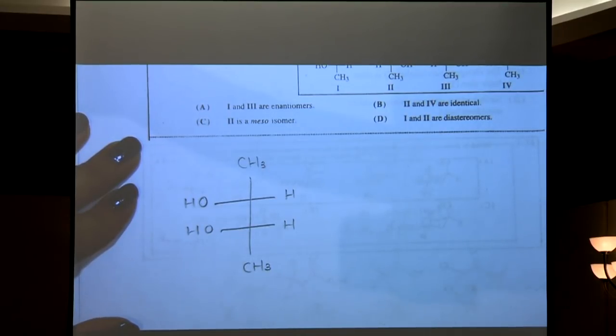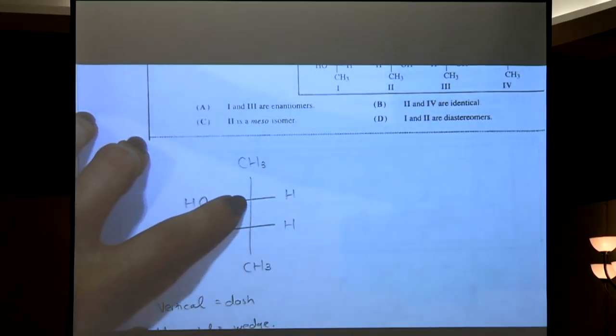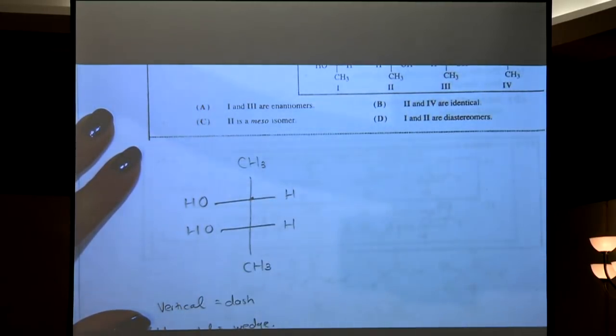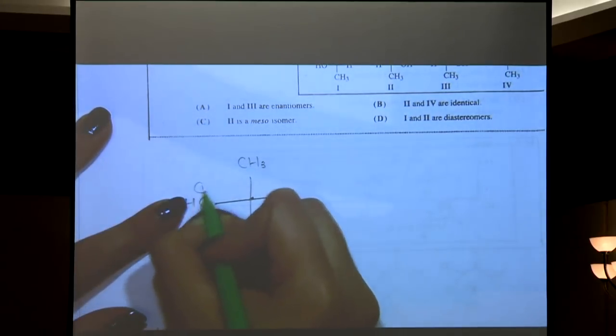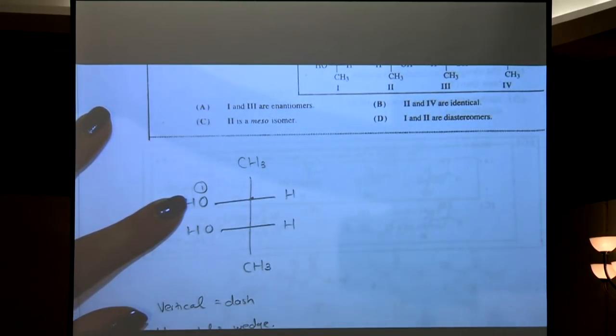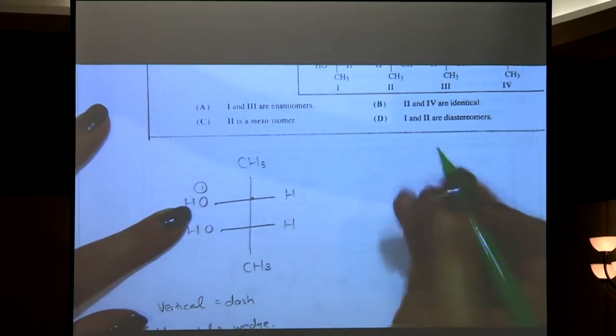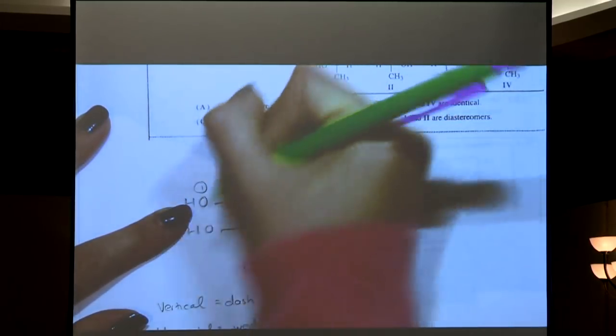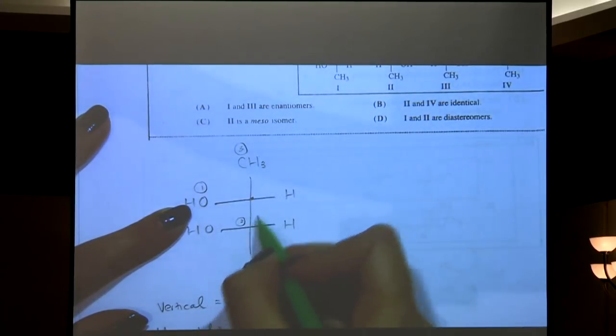I'm going to write it down. So vertical is a dash, horizontal is a wedge. All right, so every intersection should be a chiral center. So if we look at this one, this should be our highest priority, kind of like assigning R and S. So it should be our number 1. And then between this one and this one, that should be our number 2. This should be 3. So why do you guys think this is number 2 instead of that one?